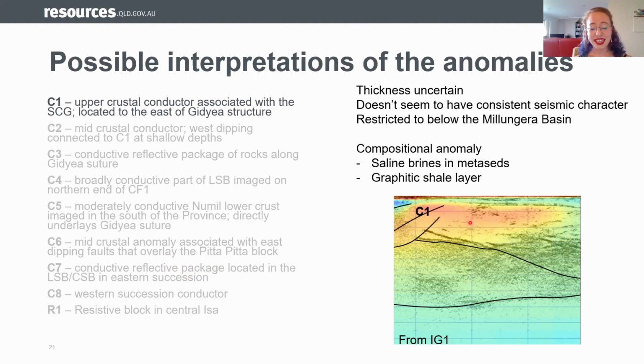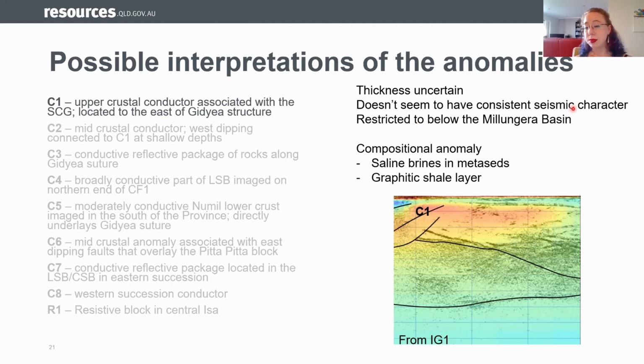So as I've said, it's really contained within the Soldiers Cap Group. So something to think about with this conductor is that we probably don't have a very good control on how thick it is. It's part of the nature of MT data that a very thin, very conductive layer will model very similarly to a broader, less conductive layer. So this could be a very thin, very conductive unit within the Soldiers Cap Group, or it could be this broad anomaly that you see here.